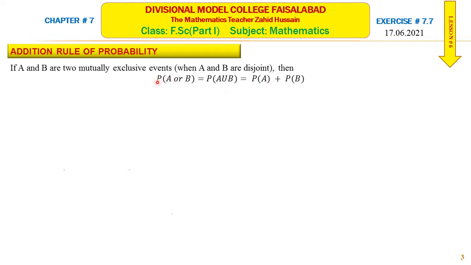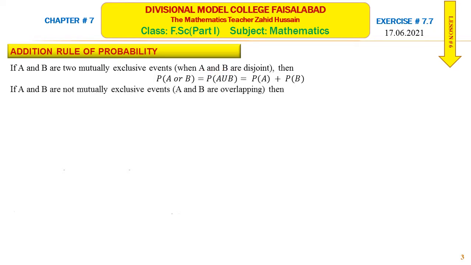So this can be written as probability of A or B, and this can also be written as probability of A union B, and this is equal to probability of A plus probability of B. And we know how to find the probability of A. It is the formula: number of elements of event A divided by number of elements of the sample space. This is the formula for mutually exclusive events, that is, when those two events are disjoint, there is nothing common in these two events.